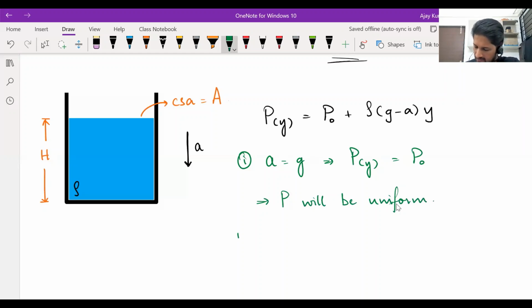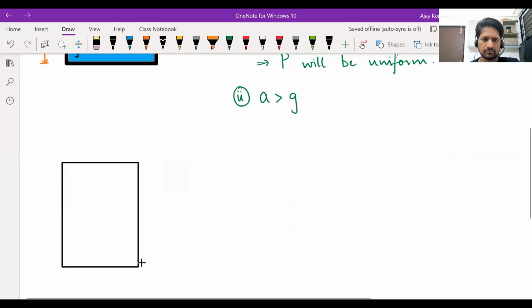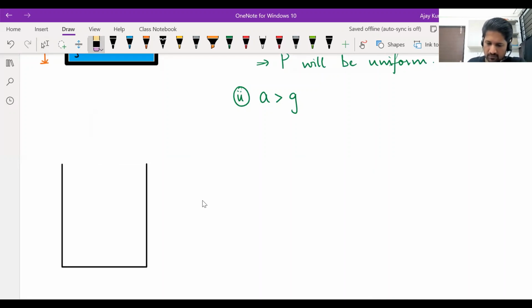Next, what if the downward acceleration of the container is greater than acceleration due to gravity? We had briefly talked about this also. If there is a plane, or a box like this, or an open container like this, you can think of this as an elevator also. And on the floor of the elevator, let's say there is a block. It is not rigidly attached to the floor of the elevator. Now, if the elevator goes down with an acceleration greater than g, then what will happen?